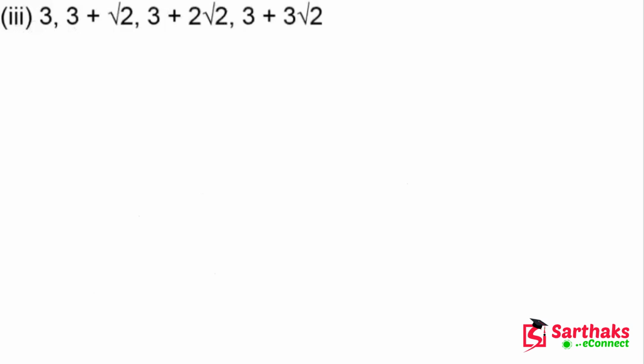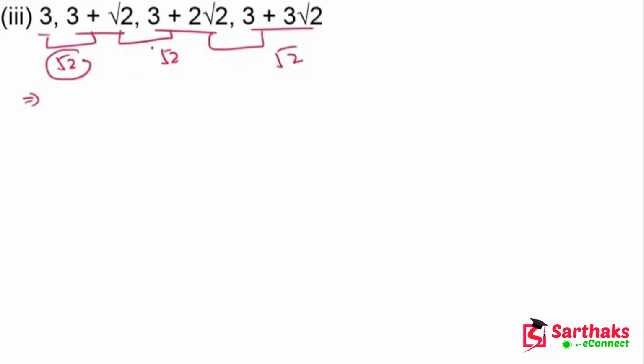Now we have 3 plus root 2, 3 plus 2 root 2, and 3 plus 3 root 2. So if we subtract it, we get root 2. Now if we subtract it from this, we get again root 2. And again if we subtract it, we get root 2. Then we can say that the common difference is same. We can say it is an AP.